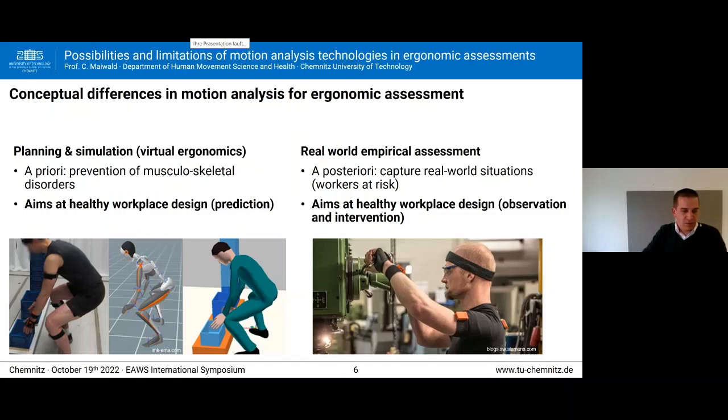I'm with a Department for Human Movement Science, so we rather not simulate movement, we capture real movements and try to evaluate the actual real-world movements that are taken by, for instance, workers, evaluate the risk this contains, and probably detect effects of interventions to deal with this risk situation.